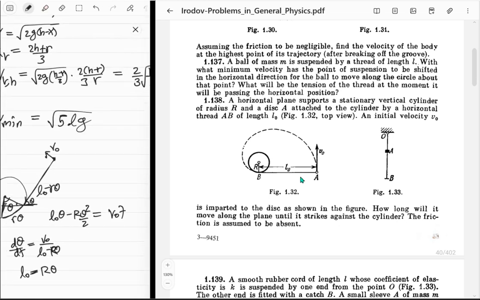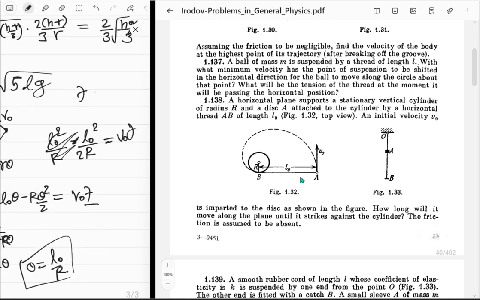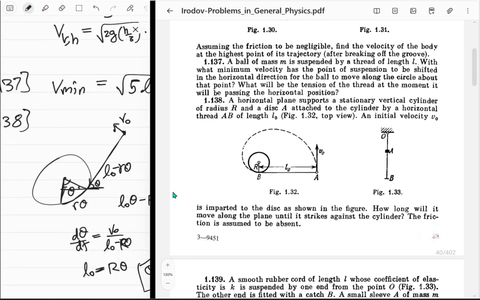So what we want is the condition when L naught becomes equal to r theta. In other words, whenever theta becomes equal to L naught upon r, we just want to figure out when that happens. You already have an equation giving time as a function of theta. Just put that in there. So L naught squared upon r minus r times these things squared, so L naught squared upon 2r, which is equal to v naught t. So the time required is just L naught squared upon 2 r v naught. Hopefully it's correct. I don't know if there's more involved than just that.